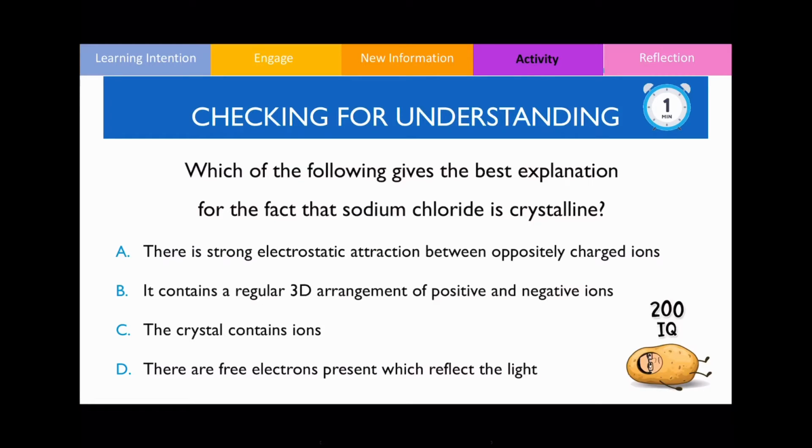So the first question reads, which of the following gives the best explanation for the fact that sodium chloride is crystalline? If you have answered this correctly, the correct answer is going to be B. Now, some of you might argue that A could be the answer, but A is probably not the best answer for this particular question. Part A reads, there is a strong electrostatic attraction between oppositely charged ions. Now, that is true, but that doesn't explain why it has a crystal structure. Why does it have a nice, neat structure? The reason it has a nice ordered structure is because the ions are arranged in a 3D arrangement.